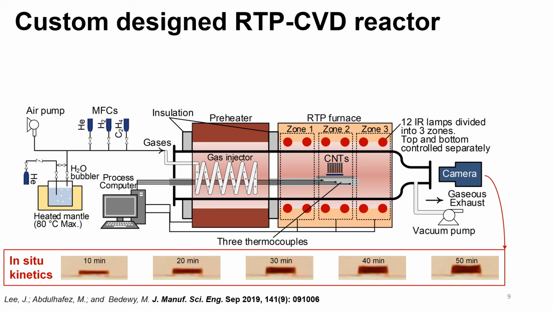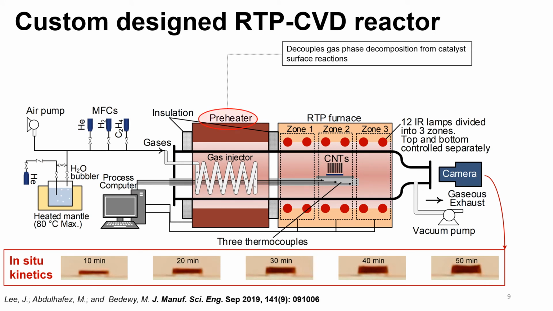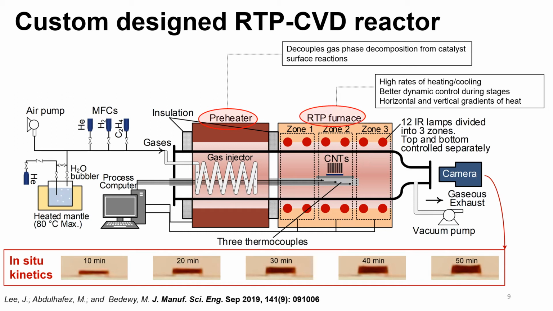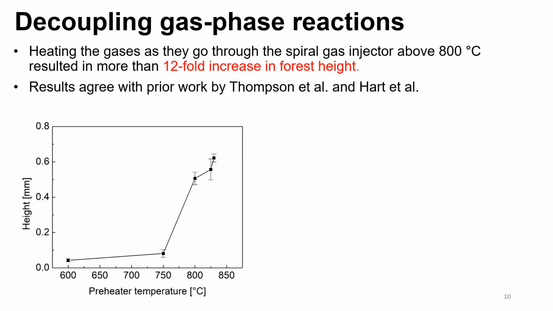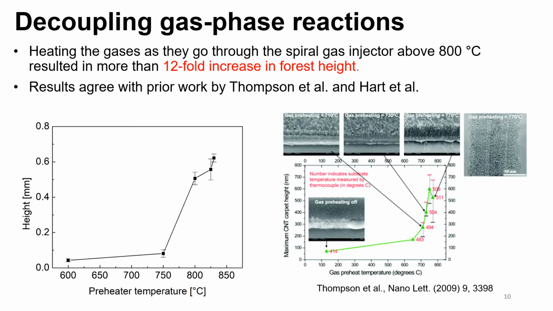As the schematic of our reactor shows, using a separate preheater enables decoupling gas phase decomposition from catalyst surface reactions, and the multi-zone infrared furnace enables high rates of heating and cooling, better dynamic control, and spatial gradients of temperature. Our results show that increasing the gas phase decomposition temperature to above 800 degrees C resulted in more than 12-fold increase in forest height, in agreement with the results of other researchers.